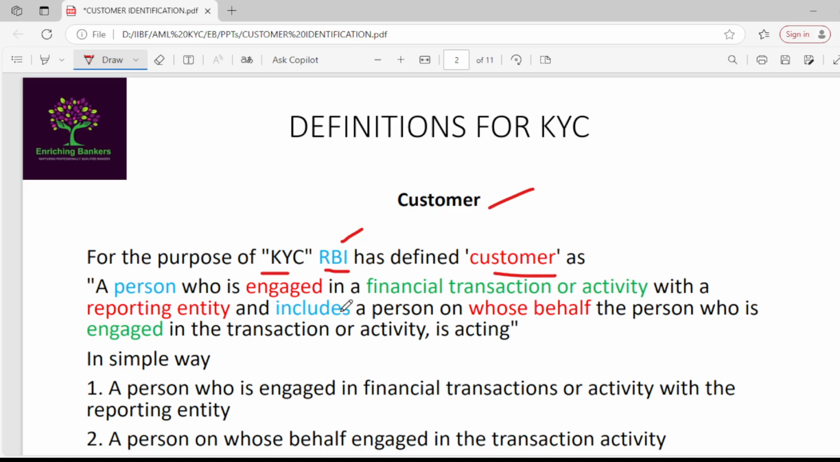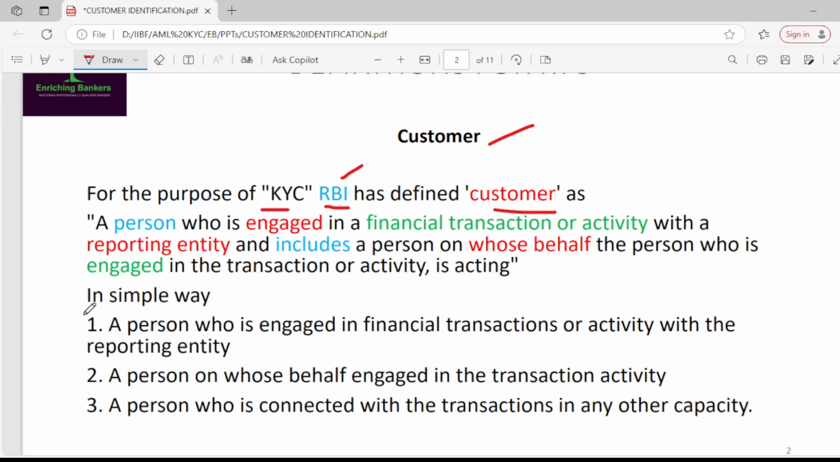Definition: a person who is engaged in a financial transaction or activity with a reporting entity and includes a person on whose behalf the person who is engaged in the transaction or activity is active. So don't worry about the definition. It is explained in three simple points. We can understand the definition by these three simple points.